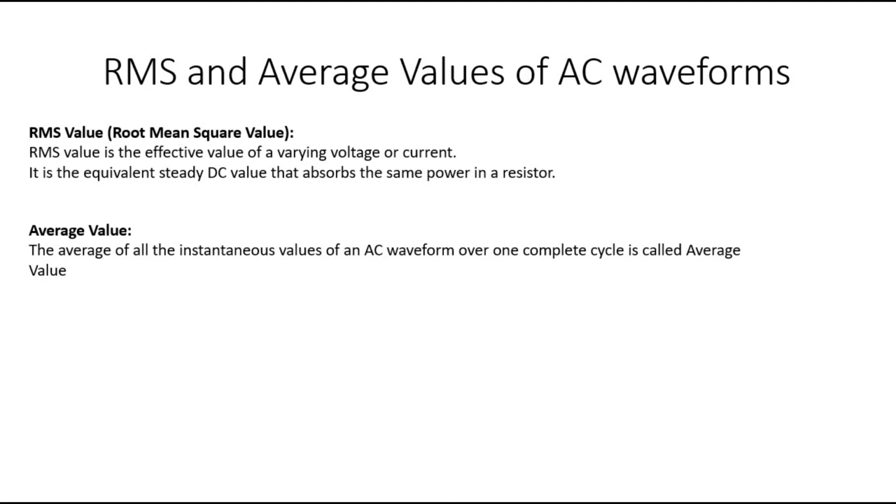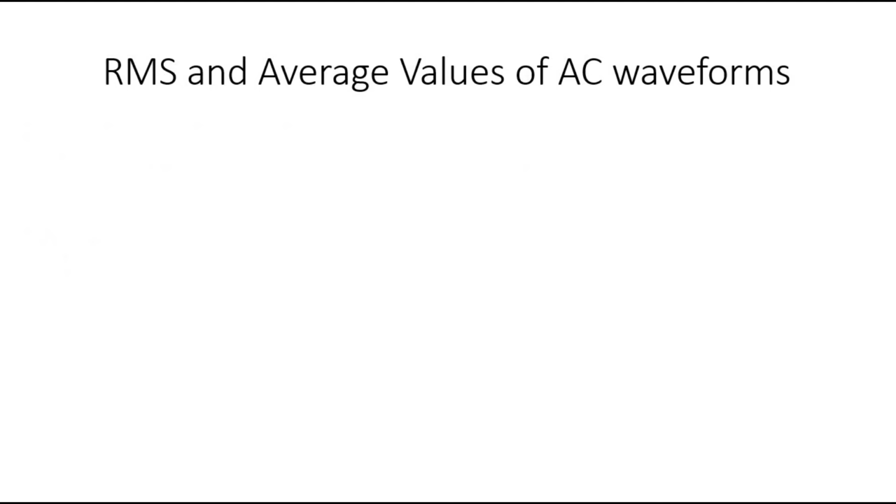Then average value. The average of all instance values of an AC waveform over one cycle is called average value. So we can calculate the RMS and average value by this equation. Average value is 1 by T integral 0 to T of f(t) dt. So this will give the summation of instance values over one cycle, 1 by T, the average.